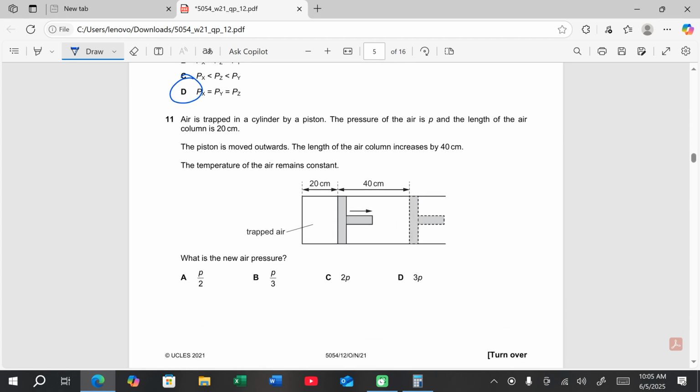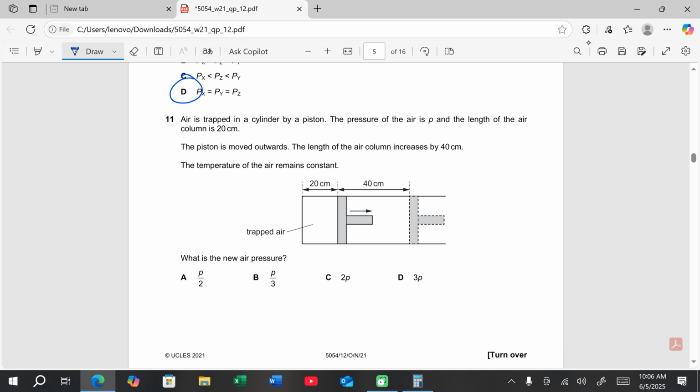Air is trapped in a cylinder by a piston. The pressure of the air is P. The length of the air column is 20 centimeter. The piston is moved outward. The length of the air column increased by 40 centimeter. Temperature of the air remains constant. What is the new pressure?